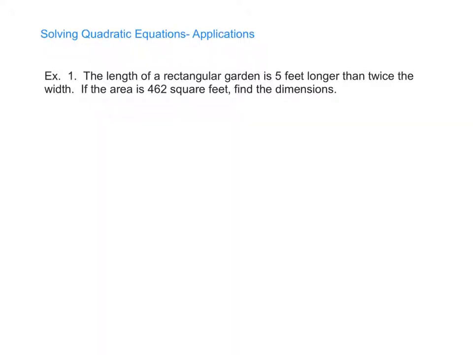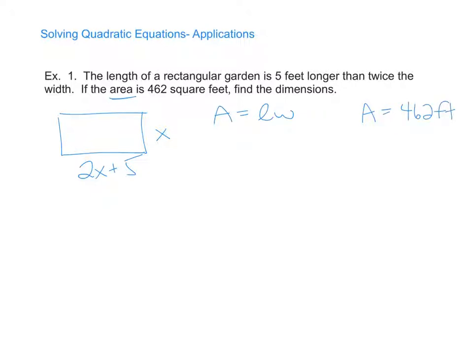In example number 1, we have the length of a rectangular garden is 5 feet longer than twice the width. So we're dealing with our rectangle, and I'm going to let my width be x, and my length is 5 feet longer than twice the width. So it's 2x plus 5. But instead of it being a perimeter problem, we're going to talk about the area is 462 square feet. Find the dimensions. Well, area of a rectangle is length times width. So my area, we know, is 462 square feet.